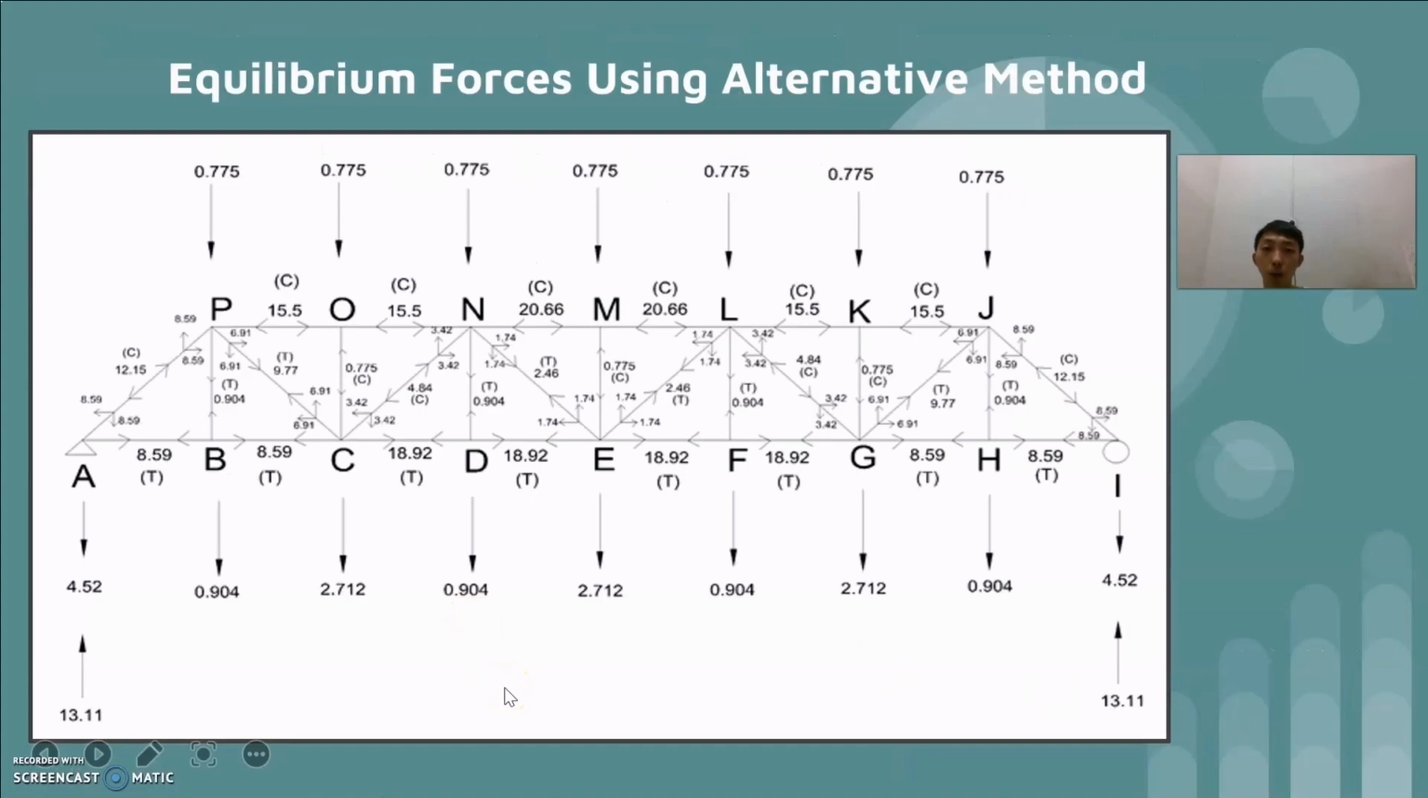Then we use the alternative method to find the equivalent of all the member forces of the bridge. That's all from me. Thank you.